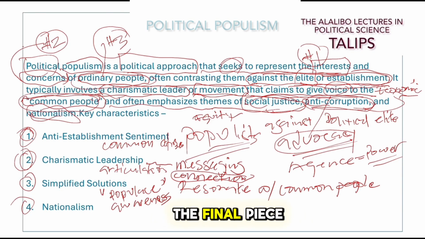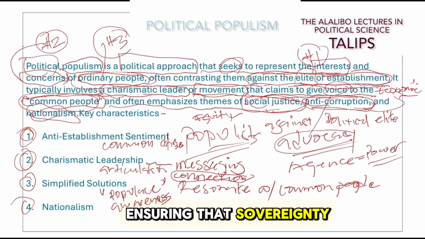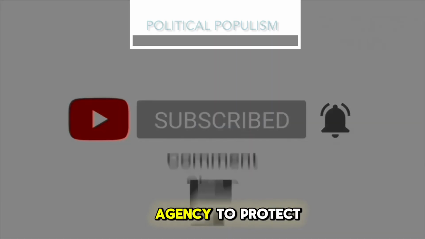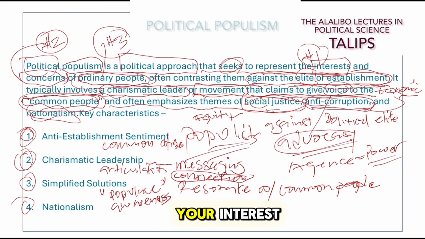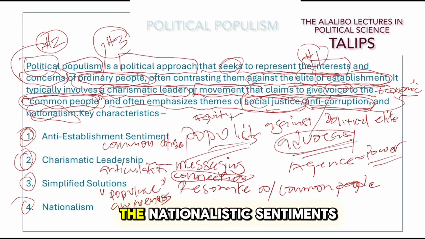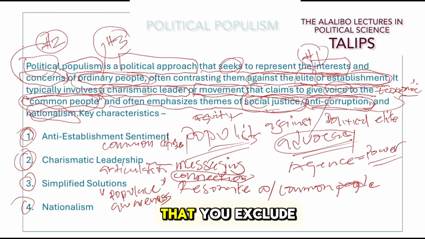And of course, the final piece here is nationalism, as we just discussed, ensuring that sovereignty and identity are in place, because when those things are in place, you have the agency to protect your interest. Although that may be sometimes at the expense of global cooperation, because you're excluding others, because you are so engrossed in the nationalistic sentiments that you exclude others in the process.